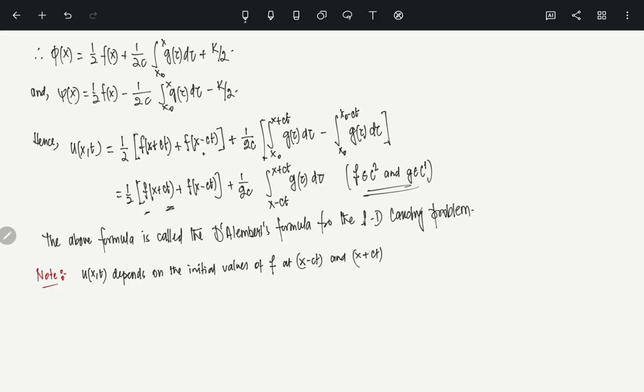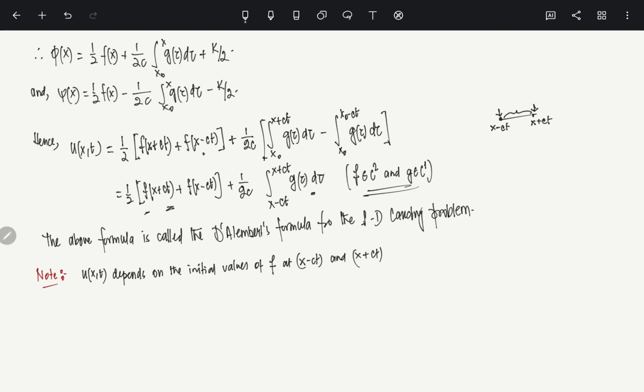Okay, and also we need to know what g does, but not on the endpoints, but everywhere inside those two points. So you see, x minus ct and x plus ct, these two points. We only need to know what f does at these two points, and we need to know what g does within this whole domain, right?